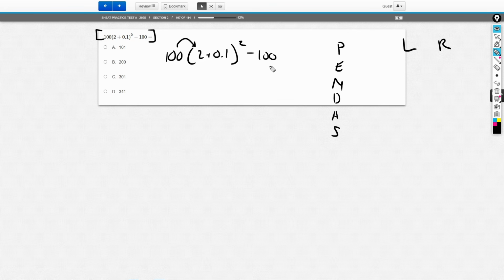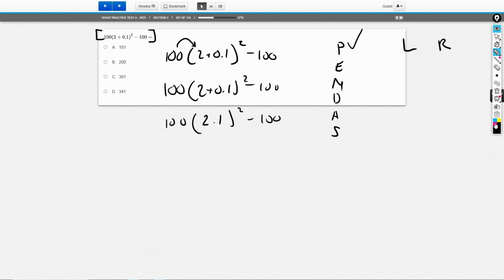In this case, we have parentheses. So we do the parentheses first. In the parentheses, we have 2 plus 0.1. So 2 plus 0.1 is, well, tell me, it's 2.1, okay?